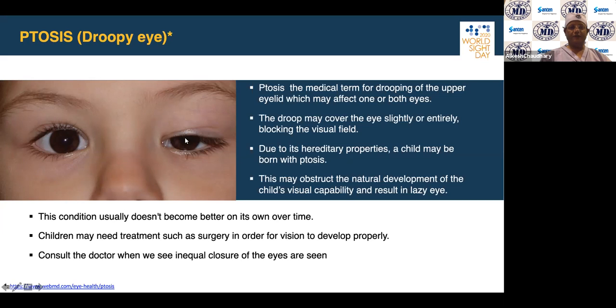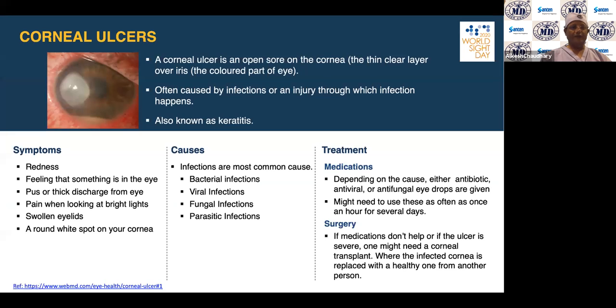So he's not able to see, it's just blocking. So we just do the surgery and raise the eyelid so that the patient starts seeing. Then corneal ulcer. Corneal ulcer can be of different types like fungal, viral, and bacterial.